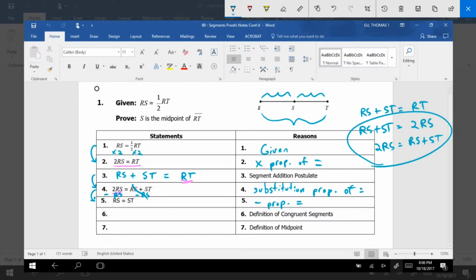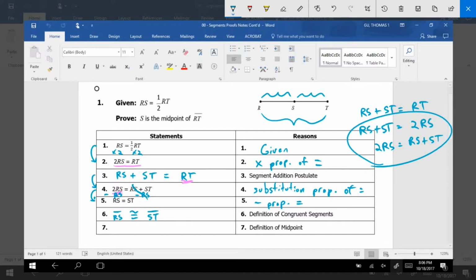They're showing that we're going to use the definition of congruent segments. Look at the definition. What does that say? That says if RS equals ST, then segment RS is congruent to segment ST. All right? That's by definition of congruent segments.